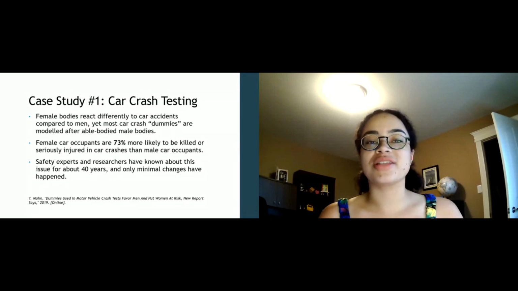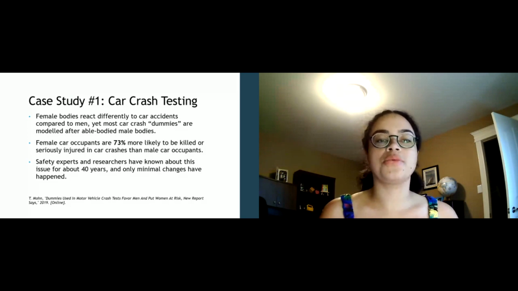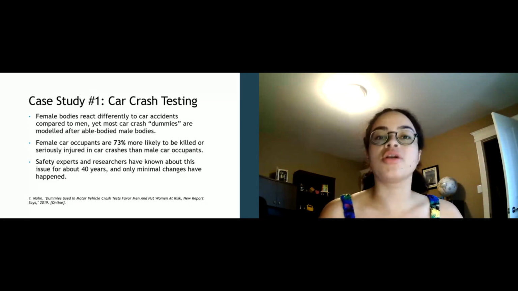This is actually something that's been known to safety experts and researchers for decades, but only minimal changes have happened. And we can kind of see why this might be. The car crash testing teams probably have a lack of diversity. A lot of these voices aren't being heard at the design table.